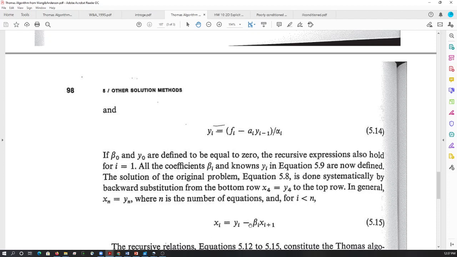x equals y minus beta x sub i plus 1. All right, so when they start talking about recursive, you do need to review, go back up to the previous row. So that's what's going on. So the deal is you can solve this set of equations sort of all at once. You don't have to make it all diagonal and then solve for x. You can kind of do them all at the same time.